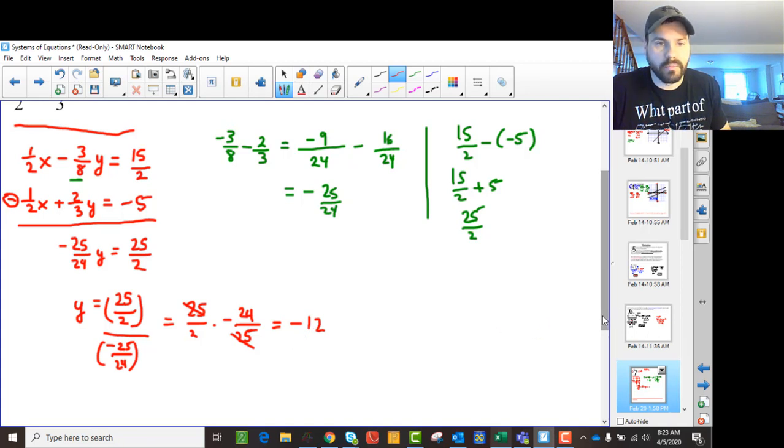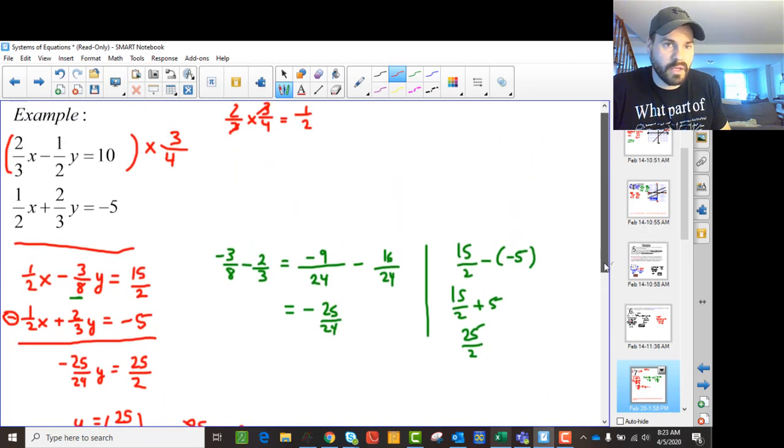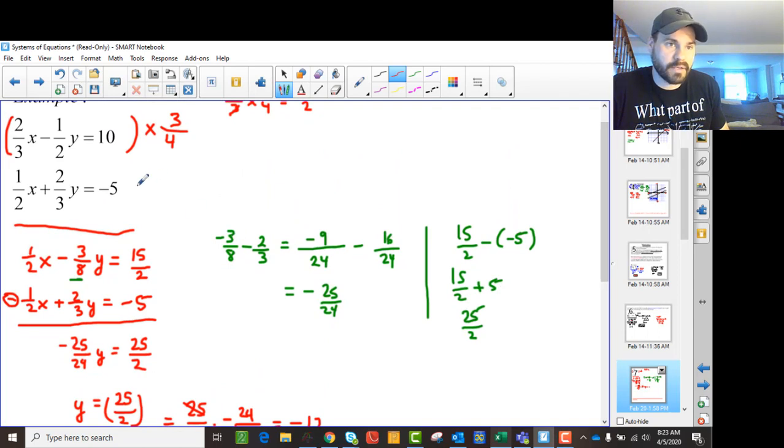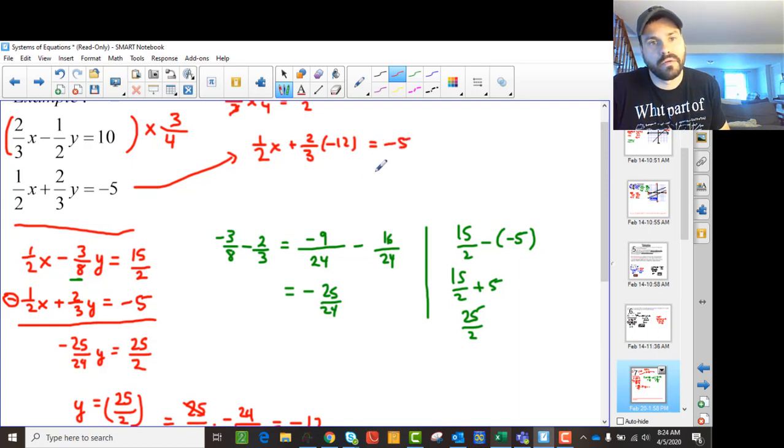Then I say, okay, let's go back up here. And if y is minus 12, what's x? So I'm going to plug it into this equation now. I'm going to say 1/2 x plus 2/3 times minus 12 is going to equal minus 5. So 1/2 x, 12 times 2 is 24, divided by 3 is 8. So I'm going to get minus 8 is equal to minus 5.